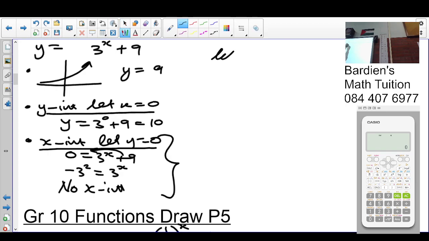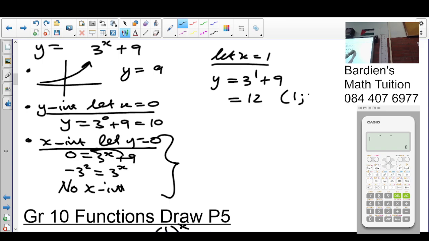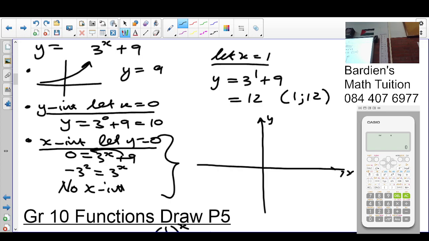We let x equal 1. So we have y is equal to 3 to the 1 plus 9, which is 12. So the point is (1, 12).